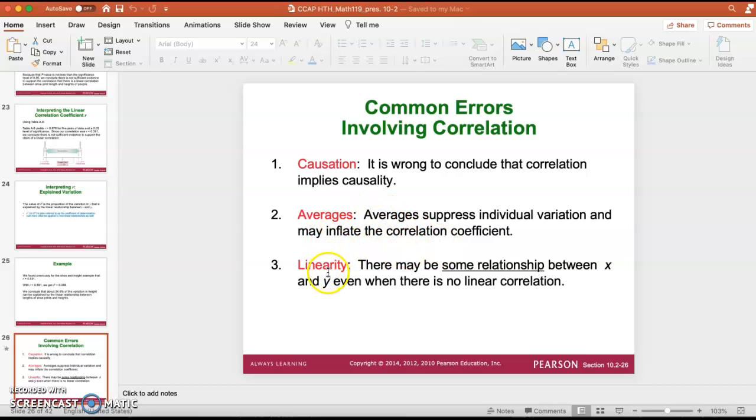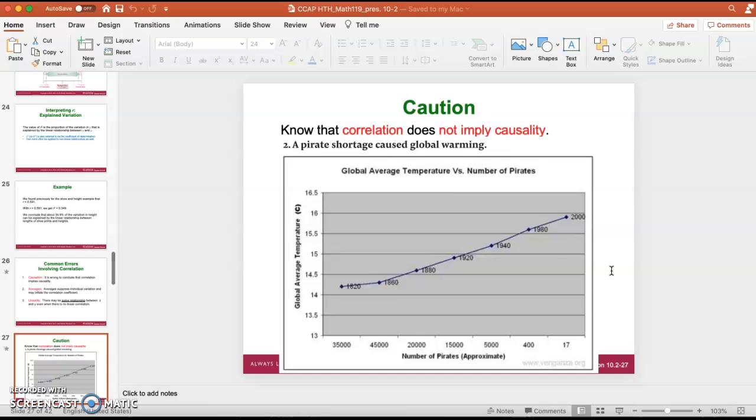And then the other common error is linearity. There may be some relationship between x and y even when there is no linear correlation. So there could be other types of correlation. Now again, the most common type of error used with correlation is that some people might accidentally say that correlation implies causality, which is not the case at all.